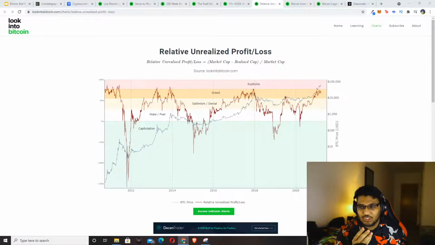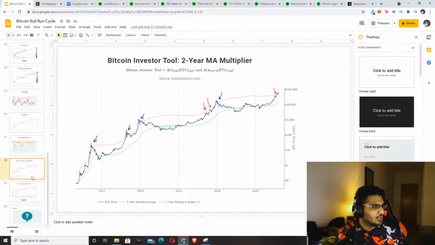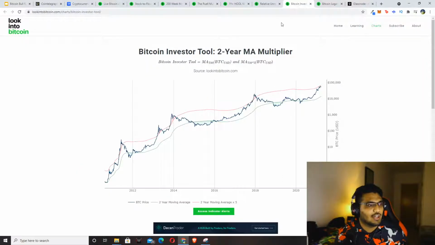This is educational, and the sole purpose is just to give you an idea of where the market cycles are. So we have another chart here we could go through. This is called the 2-year moving average multiple. Now the purpose of this chart is simply to show you, well, let's go into the actual chart itself, right?